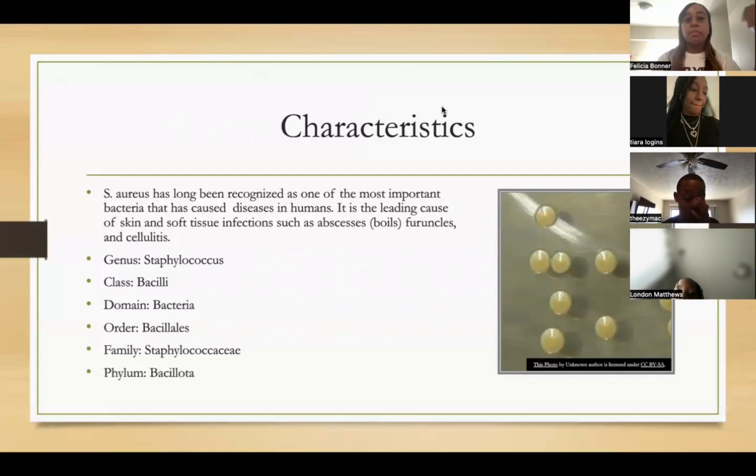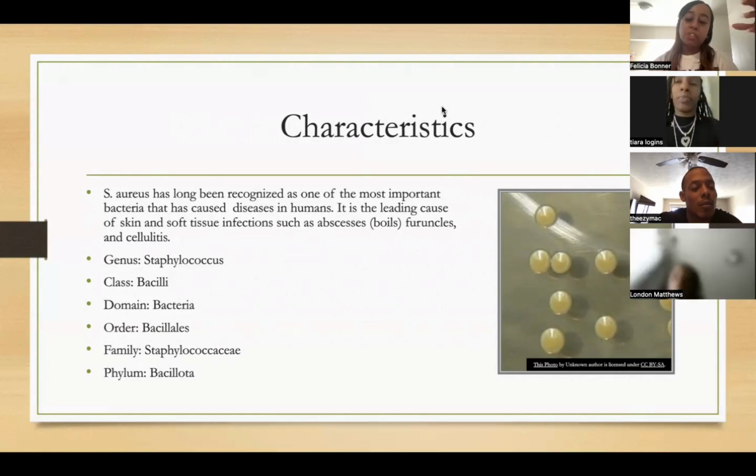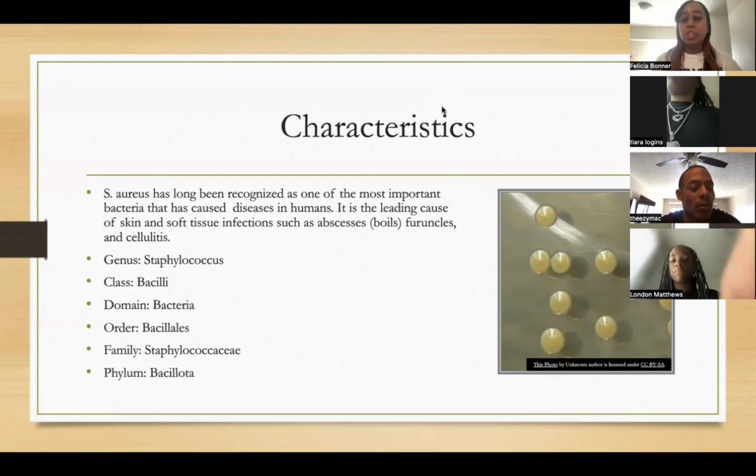Characteristics. A lot of people say that they are more characterized as grape-like objects, shaped like little grapes. They show up on a microscope as green or purple. You might see something in your skin that looks like an abscess, which is a boil, or cellulitis.